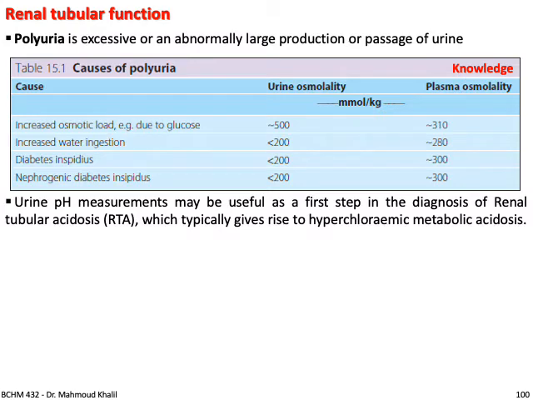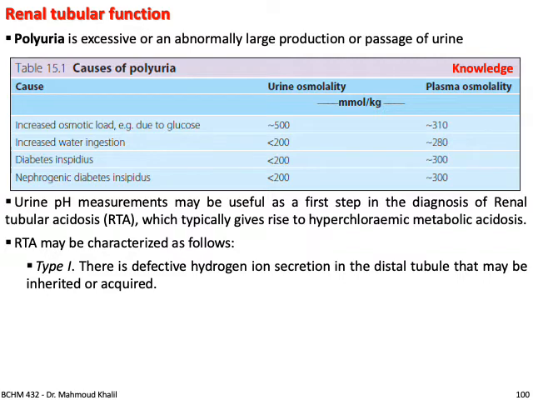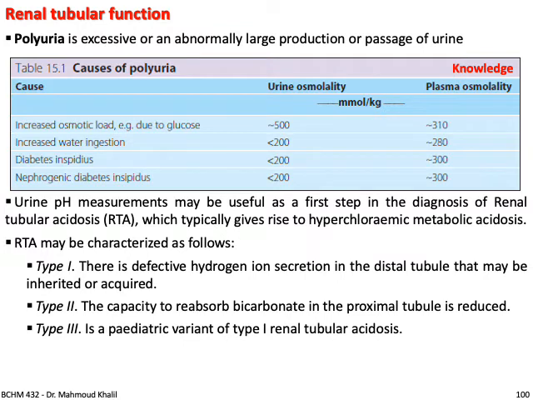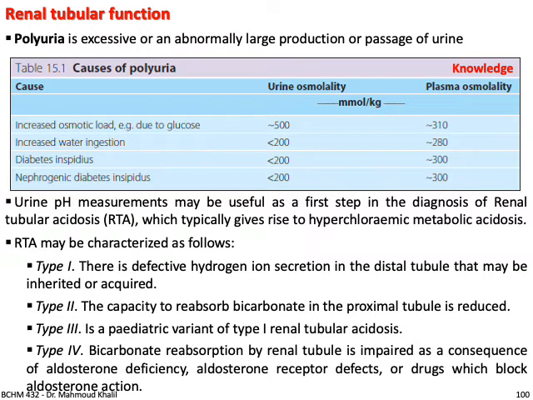Urine pH measurement may be useful as a first step in the diagnosis of renal tubular acidosis, RTA, which typically gives rise to hyperchloremic metabolic acidosis. RTA may be characterized as follows: type 1, defective hydrogen ion secretion in the distal tubule that may be inherited or acquired. Type 2, the capacity to reabsorb bicarbonate in the proximal tubule is reduced. Type 3, a pediatric variant of type 1 renal tubular acidosis. Type 4, the bicarbonate reabsorption by the renal tubule is impaired as a consequence of aldosterone deficiency, aldosterone receptor defect, or drugs which block aldosterone action.